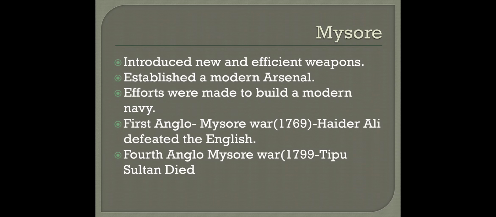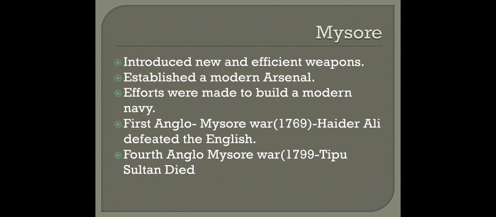So first of all, steps were taken by them to modernize the army, to introduce new weapons, to introduce efficient weapons. In fact, a modern arsenal was maintained where they could keep all these weapons. Modern arsenal is a place where weapons are kept, okay. Efforts were made to modernize the navy as well.